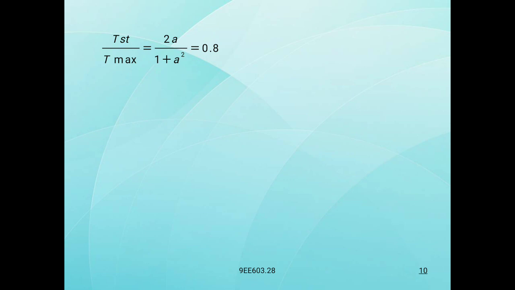TST by T maximum is equal to 2A by 1 plus A square, that is equal to 0.8. Here 0.8 A square minus 2A plus 0.8 equal to 0. We get A is equal to 0.04.